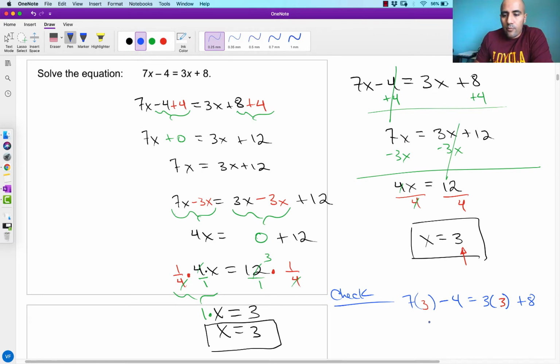We should get a true statement. And so we end up with 21 minus 4 on the left-hand side, and on the right-hand side, we end up with 9 plus 8. 21 minus 4 is equal to 17, and on the right-hand side, 9 plus 8 is 17. True statement, it worked. We found the right answer. Okay, so x equals 3 is the only solution to this equation.